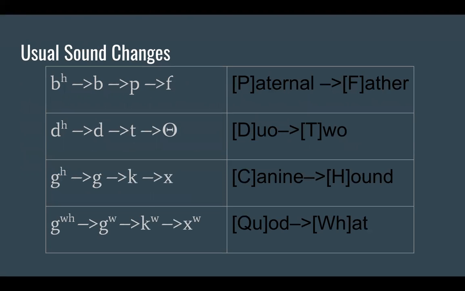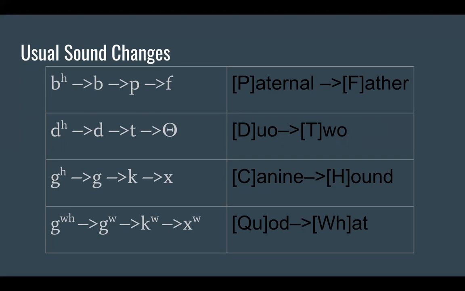Here are some of the usual sound changes that we have been able to figure out. You have b to p to th, which we can see in paternal to father, which is p to th. Additionally, we have d to t to th, which we can see in duo to two, or d to t.